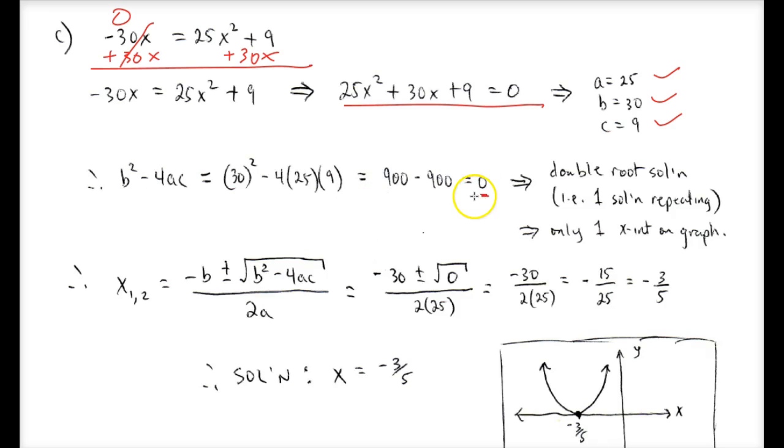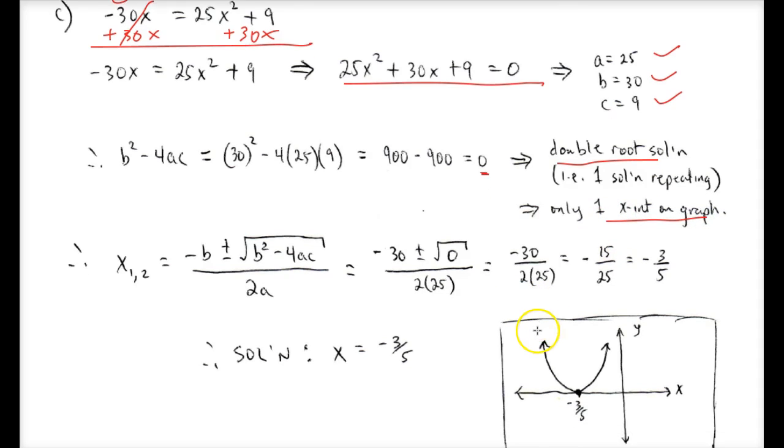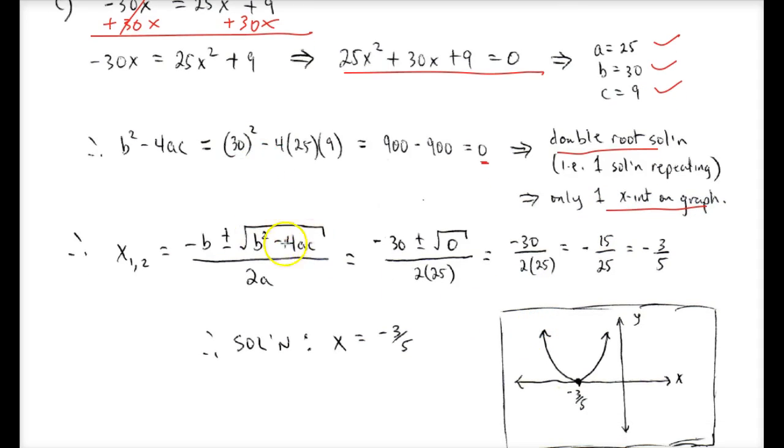0. So what this tells us is we're only going to have one solution to the quadratic equation. And of course, that means we have a double root there, which means only one x-intercept on the graph. And so, of course, knowing that our discriminant is 0 here, we can just replace all of that with 0. Our b, of course, is 30, and our a is 25.